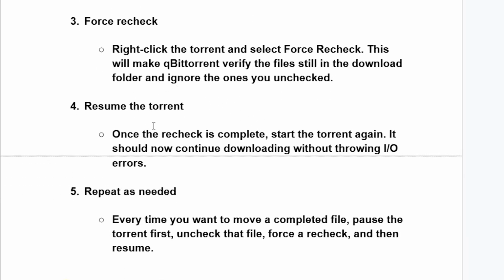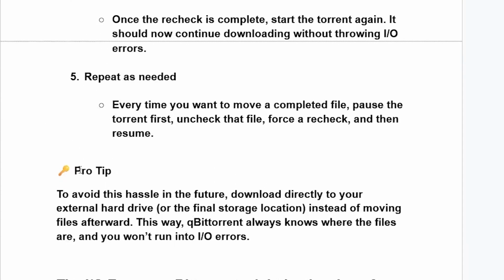Now resume the torrent. Once the recheck is completed, start the torrent again. It should now continue downloading without throwing IO errors. Repeat as needed. Every time you want to move a completed file, pause the torrent first, uncheck that file, force a recheck, then resume.